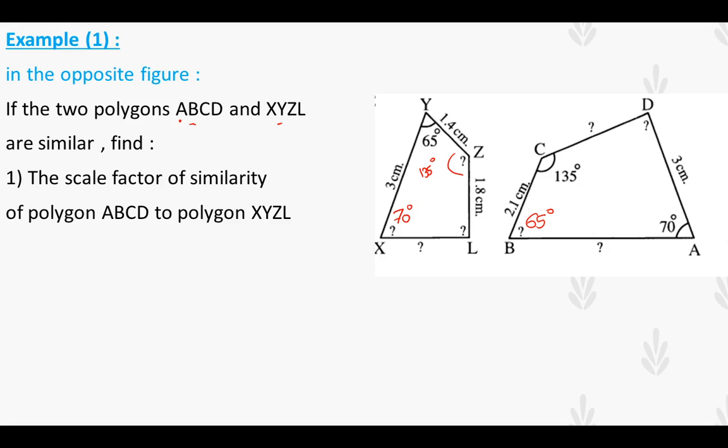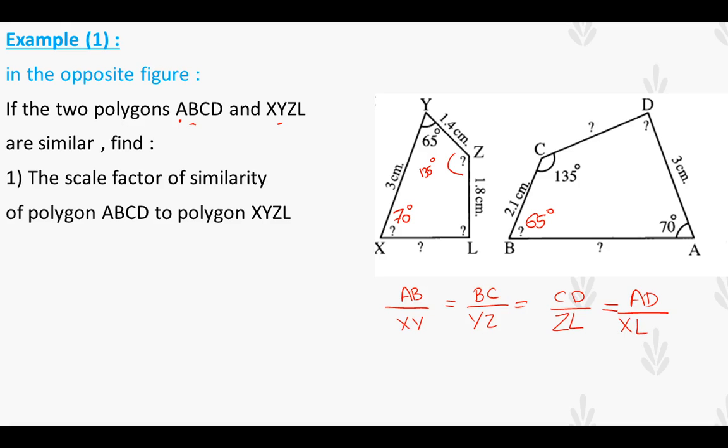But here we also need to find the scale factor of similarity. How can we find the scale factor of similarity? First, we are going to write AB over XY equals BC over YZ, the first two letters over the first two letters, equals CD over ZL, the two corresponding sides, equals AD over XL.